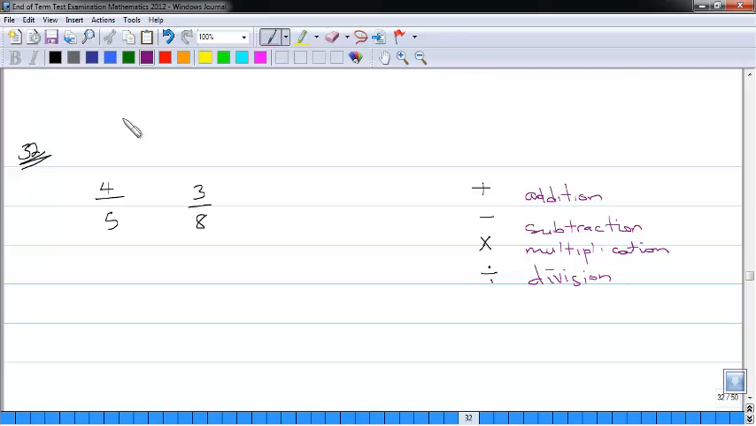Number 32 reads like this: which operation will result in the difference between 4/5 and 3/8? It's simply asking you, the word difference goes with what sign? The word difference goes with the minus sign. Now that would be B. Our answer here is B.